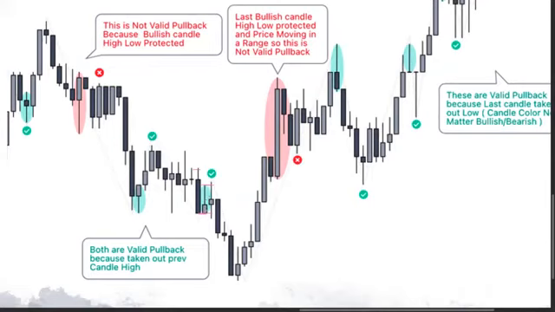If this candle is something like this, then this is not a valid pullback. Even if both candles' lows are similar, we can use just the recent candle. No, this is not an inside bar. If this candle's low is here like this, then this becomes an inside bar and this is invalid, correct?